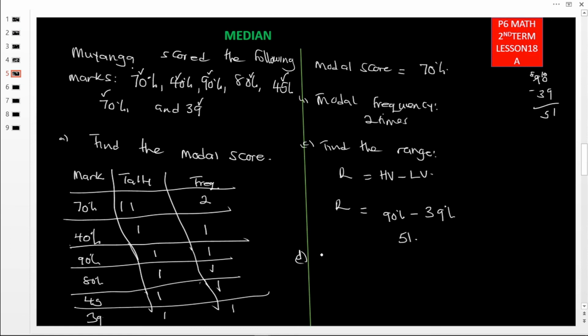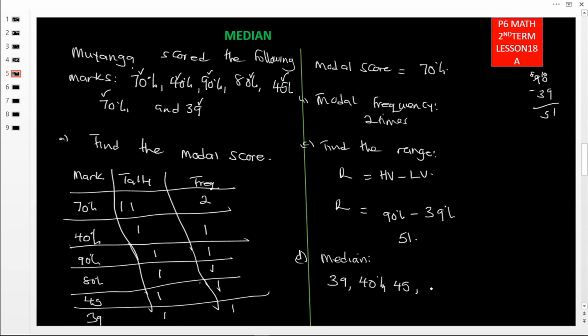So part D, we find the median. To get the median, we have to arrange the numbers in order from the smallest to the biggest. How many 39s do you have? It is only 1. Then from 39, what is the next number? It is 40. How many 40s do we have? We only have 1 forty. Then from this 40 we go to 45. It is only 45%.